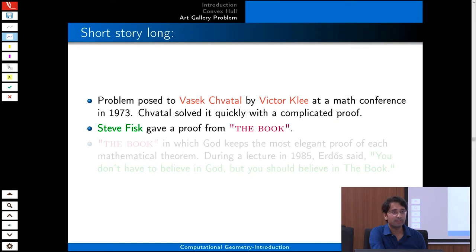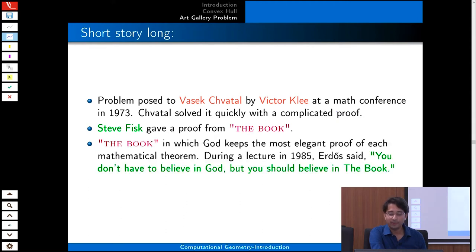Does anyone know what the book is? Okay, so do you know who Paul Erdős was? Paul Erdős was a famous mathematician. He had a very colorful character. He didn't have a home. He used to travel from country to country solving mathematical problems. He has many papers with many authors, many young researchers he has written papers with. He had a theory that God has a book, which contains all the beautiful proofs. And sometimes he allows us mortals to have a look inside the book.